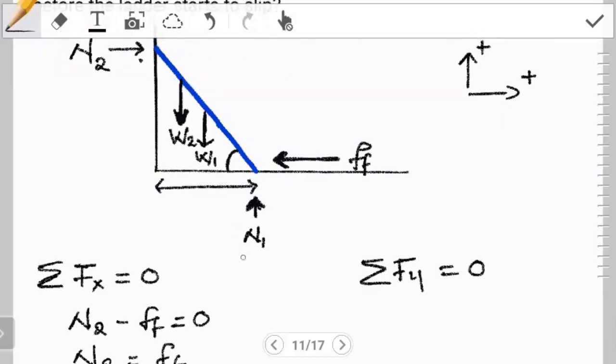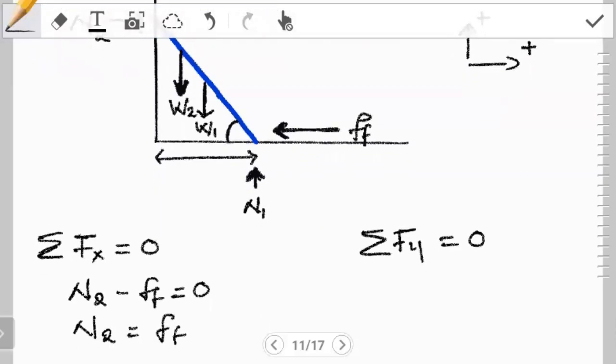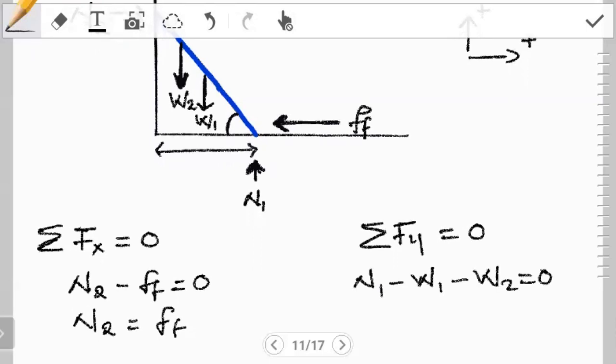We have normal N1, W1, and W2. So N1 is going up, it becomes positive. W1 and W2 are both negative, they're going down. So you have W1, W2, and these simplify to give us 0.